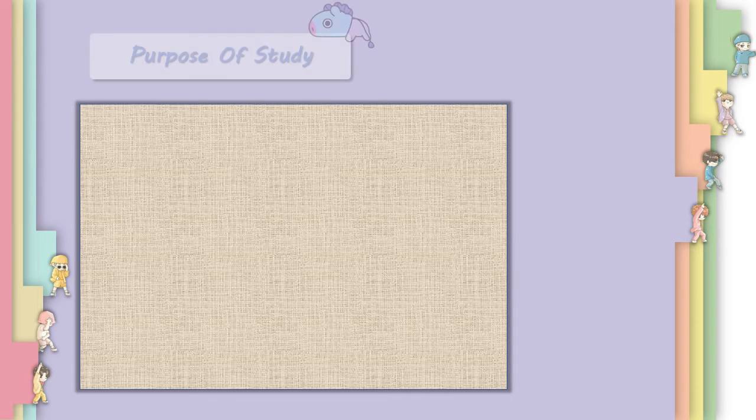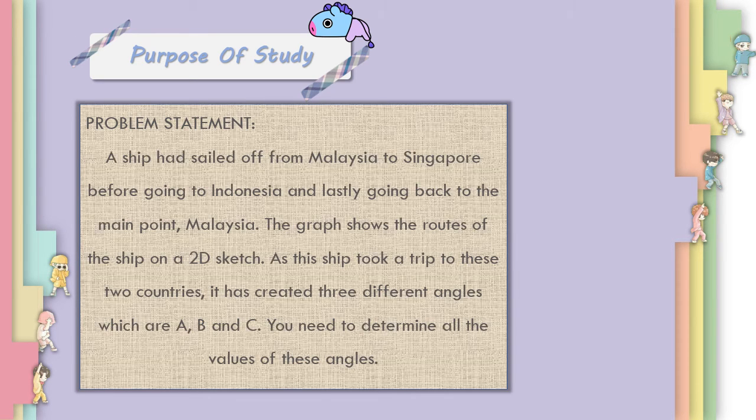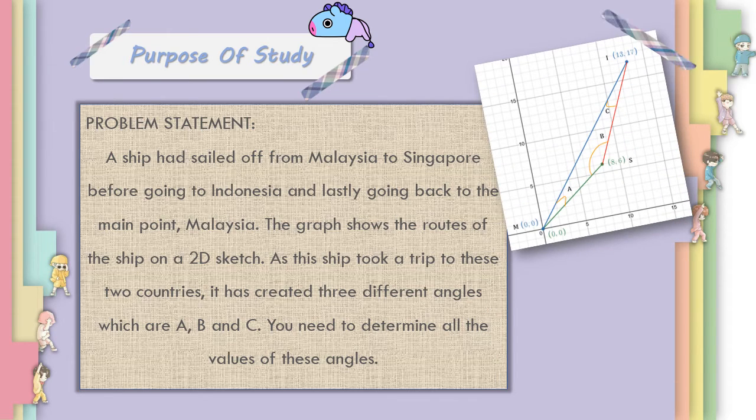Let me restate the problem statement. A ship sailed off from Malaysia to Singapore before going to Indonesia and lastly going back to the main point, which is Malaysia. There is a graph given, and this graph shows the route of the ship on a 2D sketch. As this ship took a trip to these two countries, it has created three different angles, which are A, B, and C. Now we need to determine all the values of these angles.